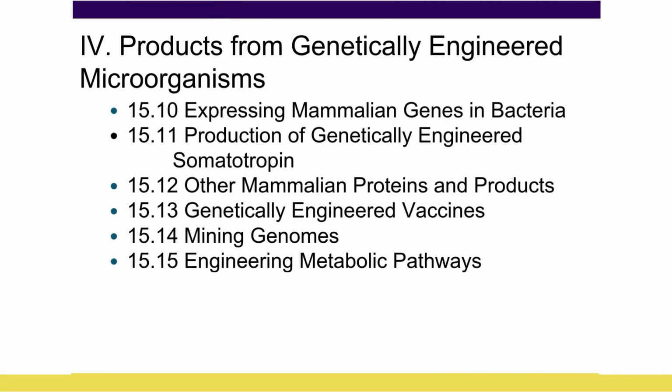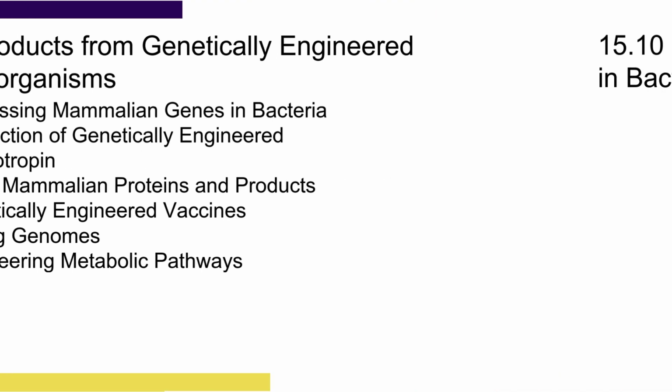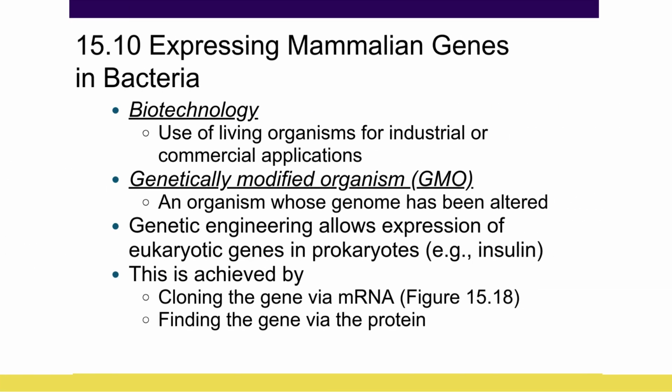Finally, we reach part 4, products from genetically engineered microorganisms. This covers topics like expressing mammalian genes in bacteria, producing engineered somatotropin, other mammalian proteins, engineered vaccines, genome mining, and engineering metabolic pathways. Section 15.10 introduces the concept of biotechnology, which is the use of living organisms for industrial or commercial applications. A key tool is the genetically modified organism, or GMO, which is an organism whose genome has been deliberately altered.